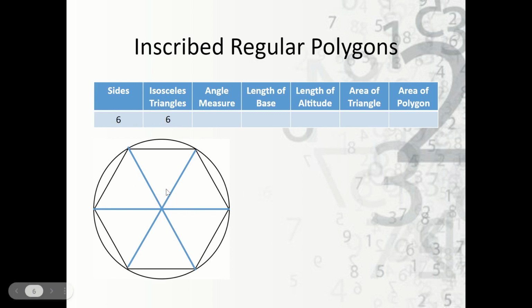Now, what's the angle measure? Well, we're going to take 360 degrees and divide it by the number of triangles. So we get 360 divided by 6, which is 60 degrees. Now we're going to find the length of the base.